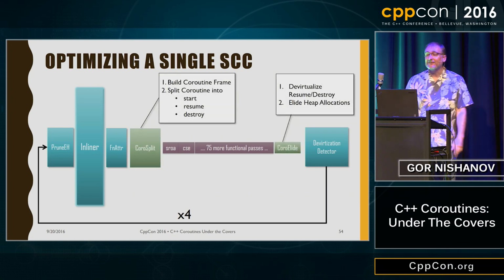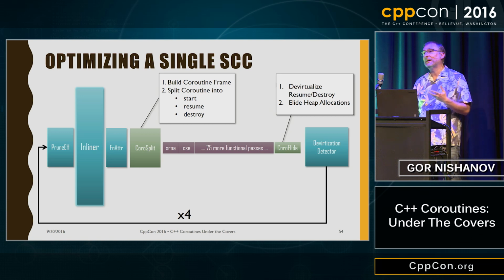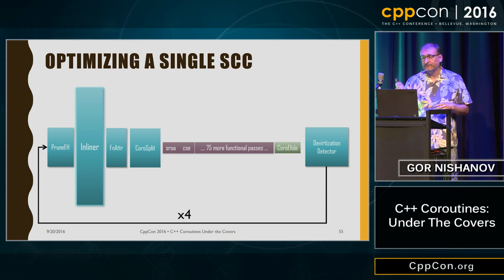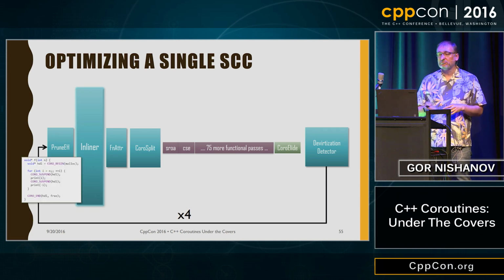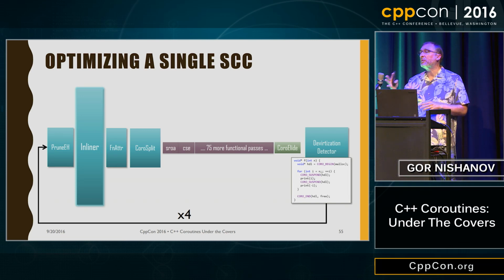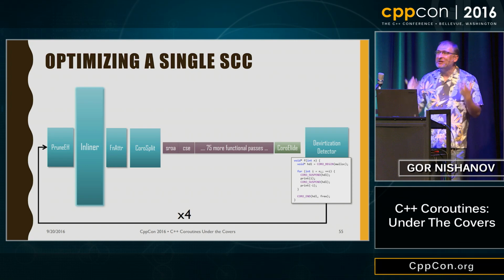So we will stick our coroutine split at the very beginning, immediately after the inliner, and Coro Elide, which does heap elision and devirtualization, at the very end. And let's see what happens. So our coroutine comes here. It goes completely through the pipeline. And that is one of the big ideas of how to make coroutines efficient.